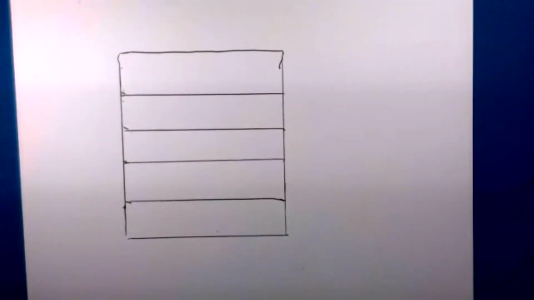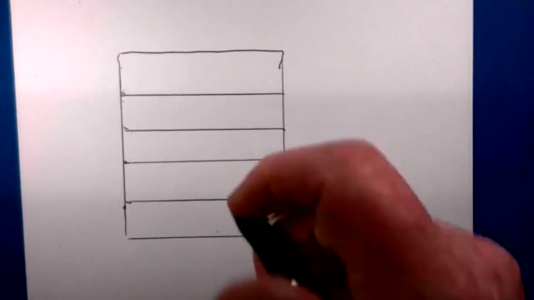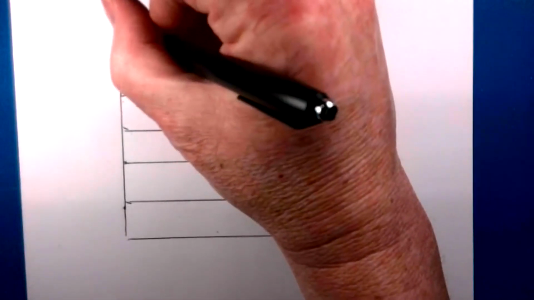Okay, so here's what we're going to do. We're going to take this accounts receivable for $5,000.